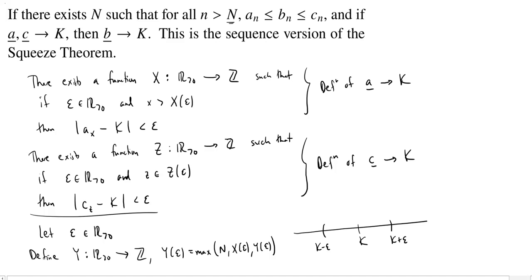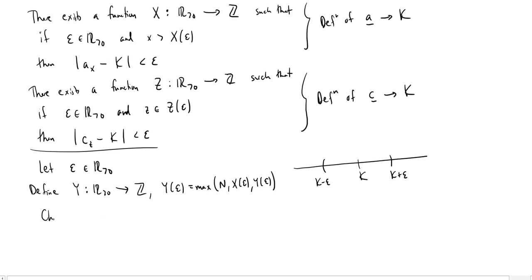All right, so if I choose some y which is greater than Y of epsilon, so I go out past all of these numbers, then what my picture has to look something like is this. I have an a_y, and it could be on the right side of k or the left side, I don't know. I have a b_y, again, could be on the left, could be on the right of k, I'm not sure. And then I have a c_y.